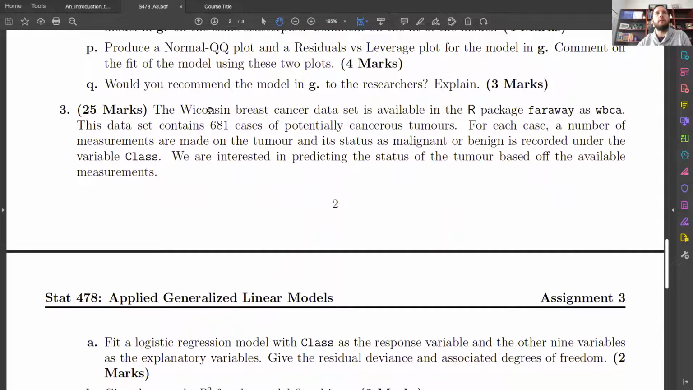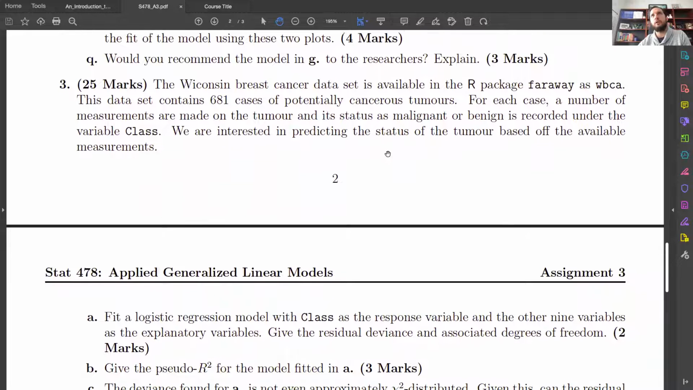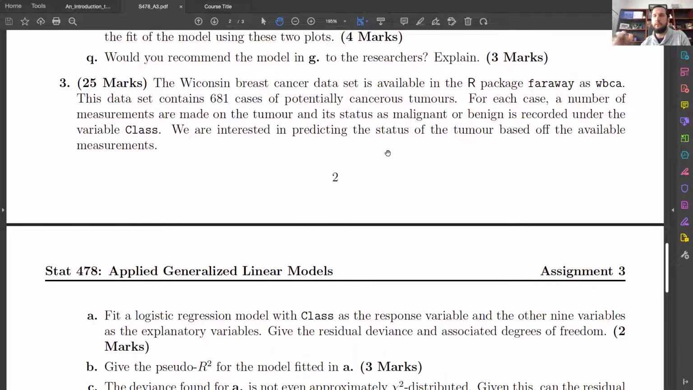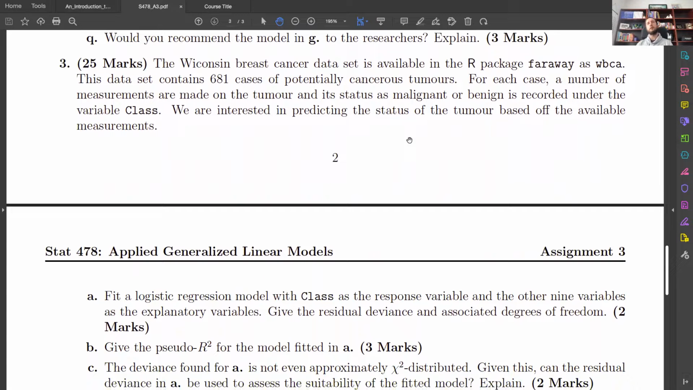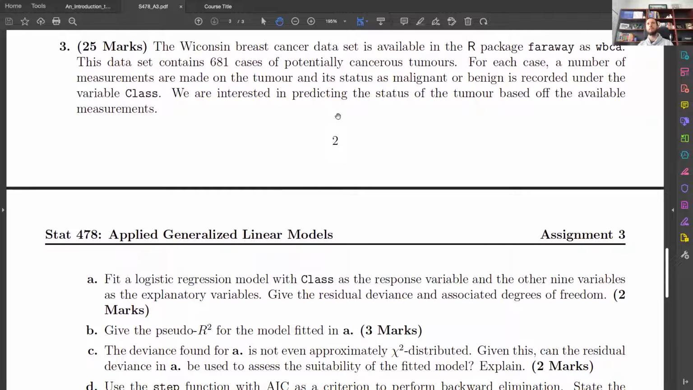Okay, part L, here's a typo, that should be Wisconsin, not Wisconsin. Okay, part 3 is another binomial GLM question, but in this case, we're using it for a different type of problem. So this question is meant to emphasize something we didn't talk about directly in class or lab, but we can easily do using what we have learned in class and lab. And that is to fit a logistic regression model to a multivariate data set where you have more than 1 explanatory value.